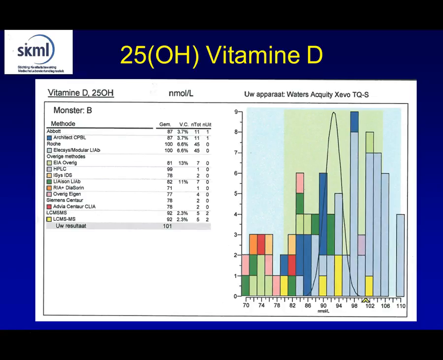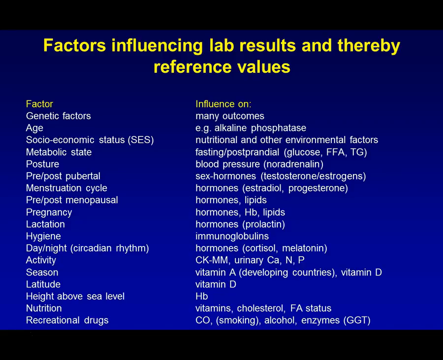With the use of the proficiency testing results, I already pointed out that there is a huge variation between laboratories for 25-hydroxyvitamin D that is used as a vitamin D status parameter. So again, we see here that there's a huge variation between laboratory results that derive from different laboratories. Not only the method influences the results, but also many other factors are known to influence lab results and thereby reference values.